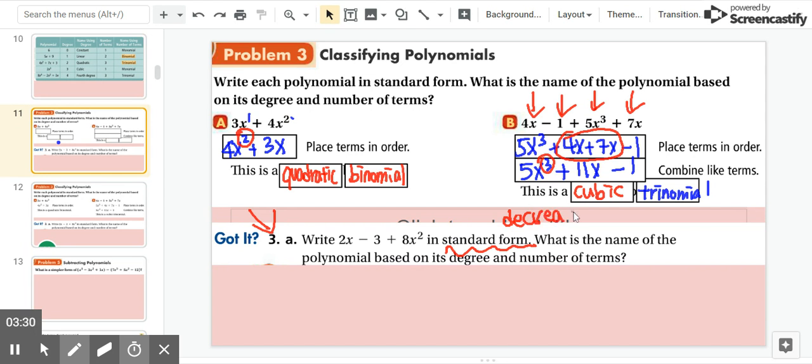And I need you to write this in standard form, like decreasing order, right? You know what I'm saying? Because the constant and x to the second power are not in order, I need you to put them in order and answer the question.